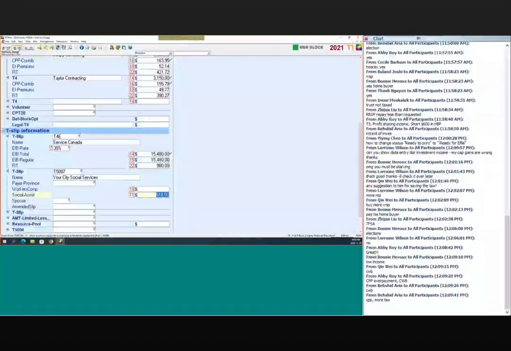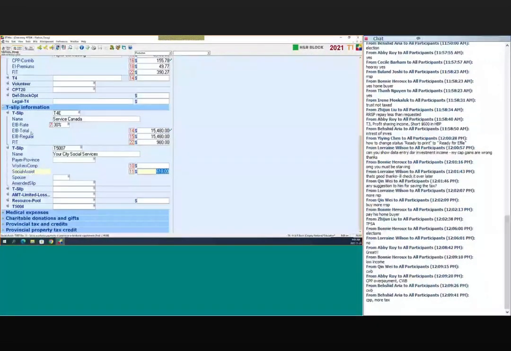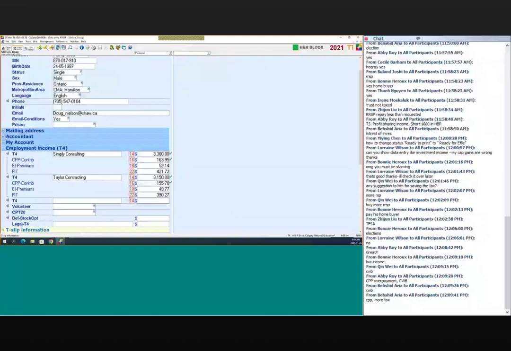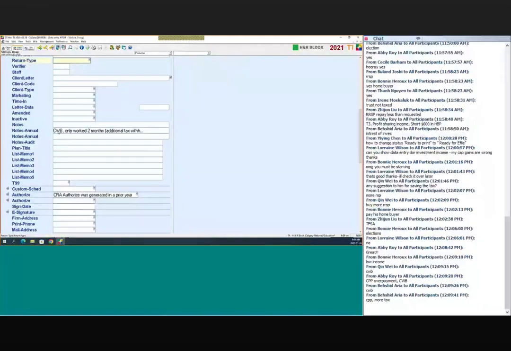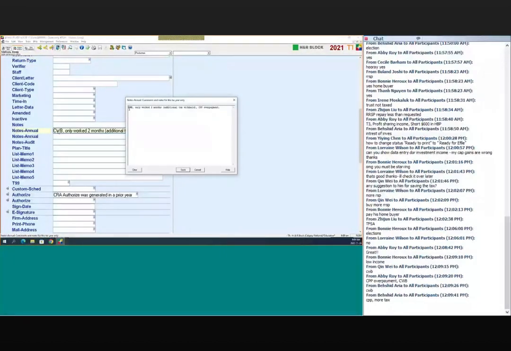So let's go to our data entry screen, and we're going to look at the accountant, and we're going to type a note. So here in this case, we have refund due to Canada Worker Benefit, only worked 2 months, additional tax.